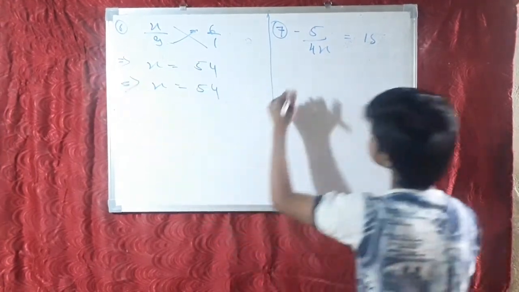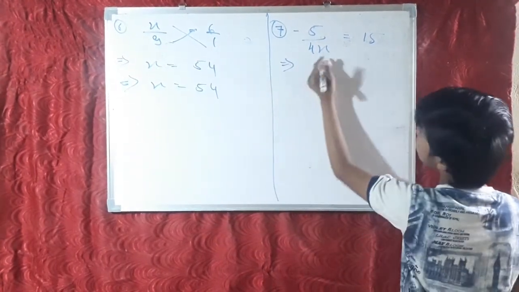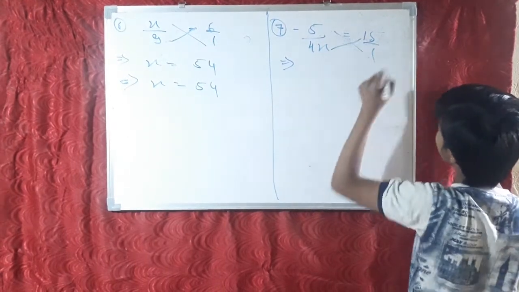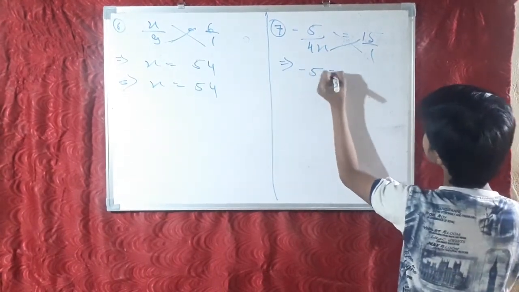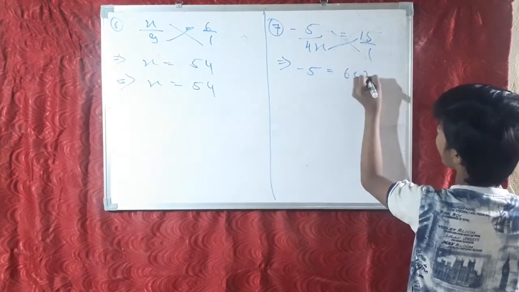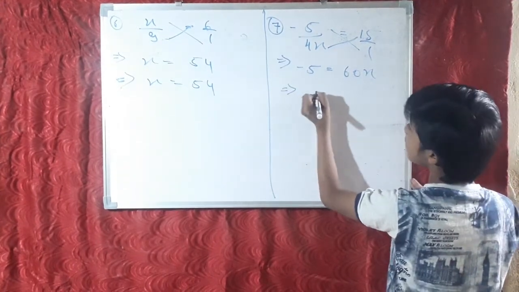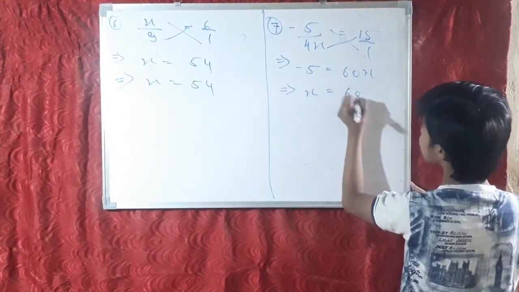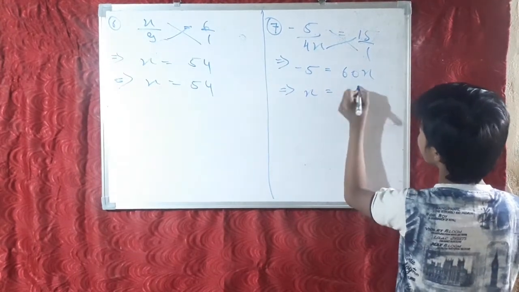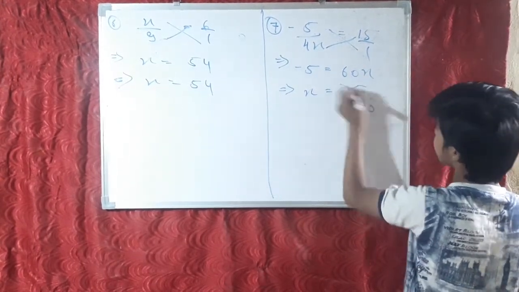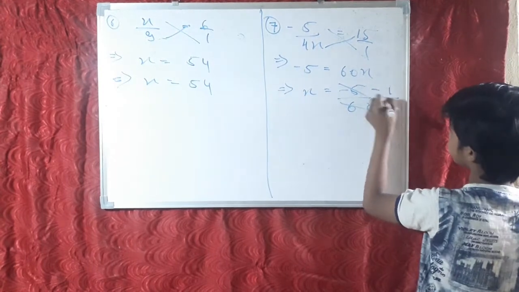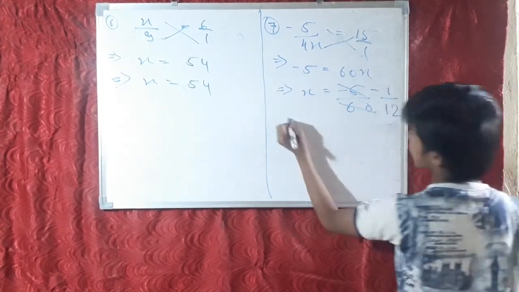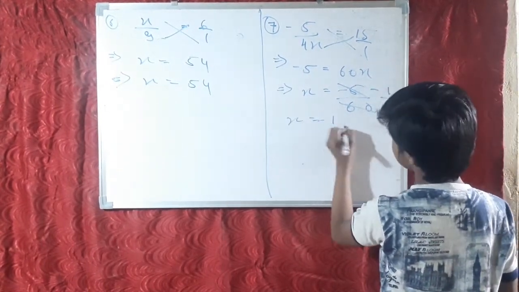And now for the next one, we will also do cross multiplication upon 1. It will be minus 5 equals 60x. And now x equals minus 5 upon 60, which will be minus 1 by 12. So our answer, the value of x, is minus 1 upon 12.